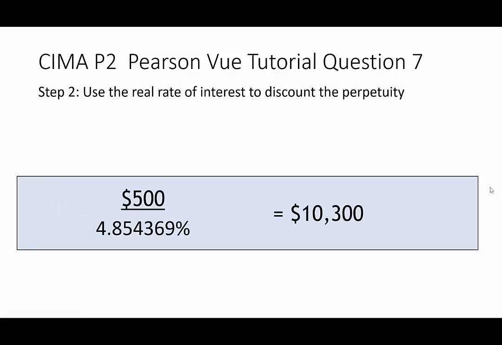$500 divided by 4.854369% gives us 10,300. So that's the answer to the question.